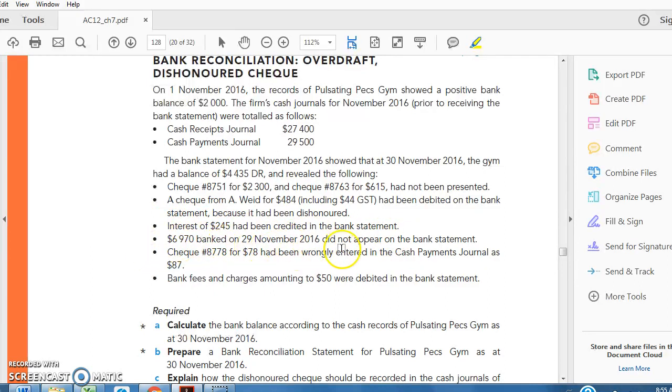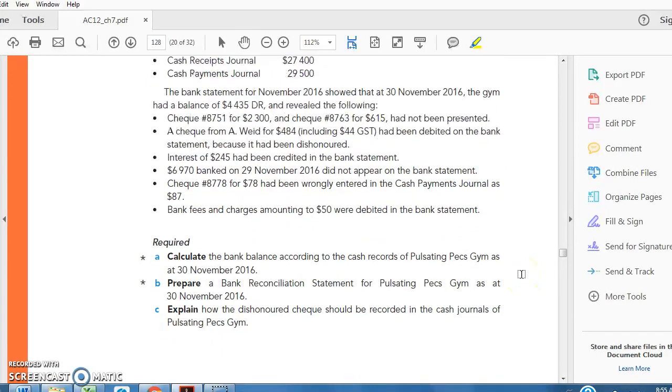6,970 banked on 29th of November 2016 did not appear on the bank statement. Check 8778 for $78 had been wrongly entered in the cash payments journal as $87, so a manual error here. And here it's also just a bit of a time delay, so it could take maybe 2 to 3 business days to process that amount, and as such it hasn't flowed into this bank statement. And lastly, bank fees and charges amounting to $50 were debited in the bank statement.